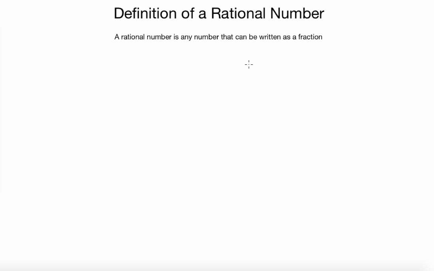To a video about the definition of a rational number. So we're looking at rational numbers in this whole playlist, in this particular lesson. I just want to start off by defining what exactly it is.